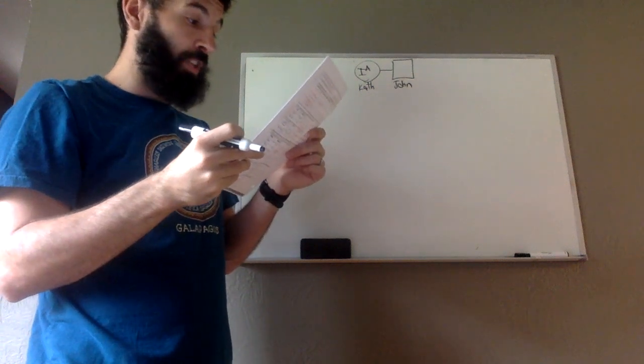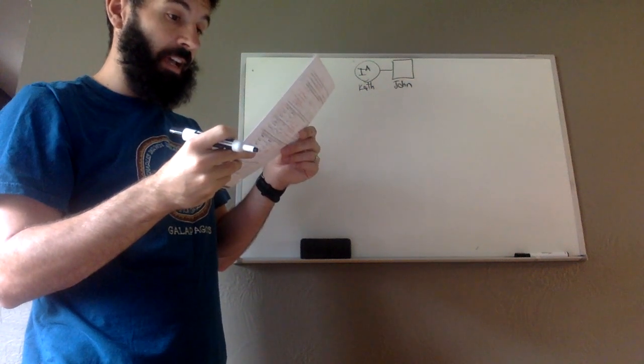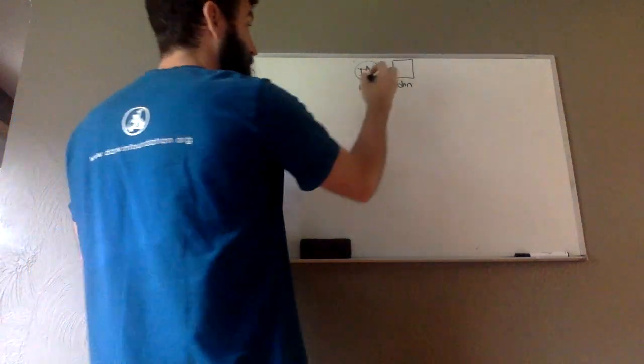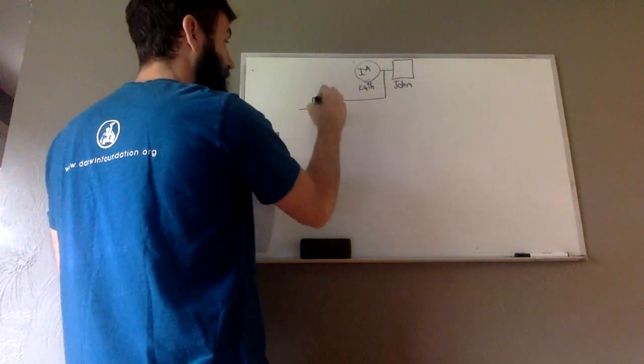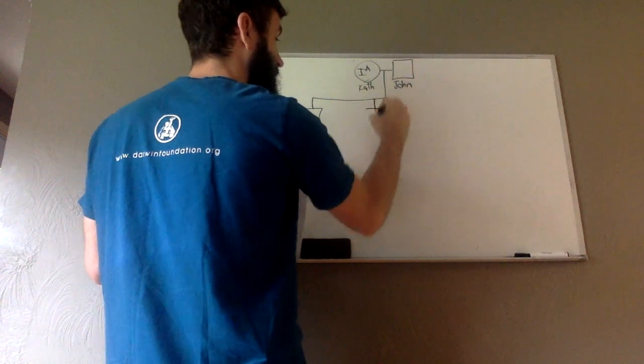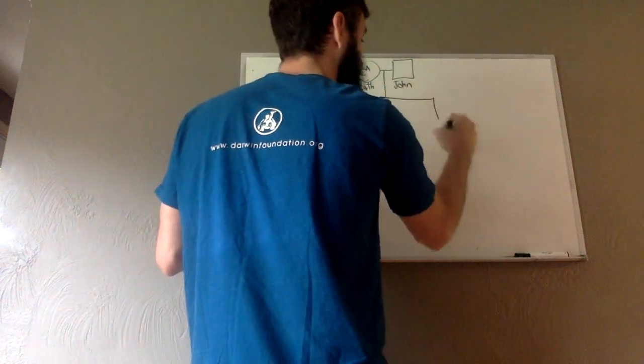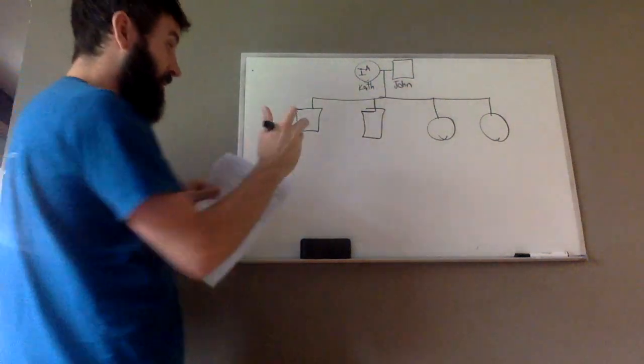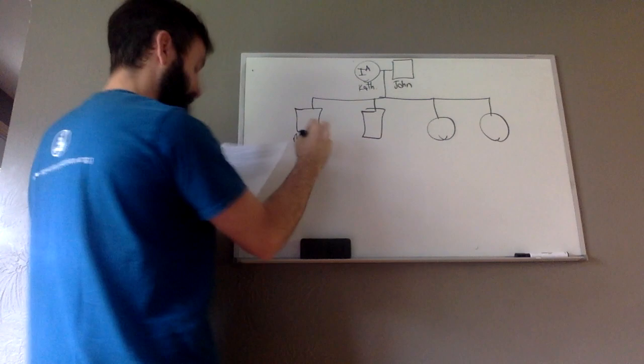They had 4 children, 2 sons and 2 daughters. So 2 sons, 2 daughters. So I'm going to come over here. Son, son, daughter, daughter. Okay, they had 4 children. 2 sons, Michael. I'm just going to write Mike.